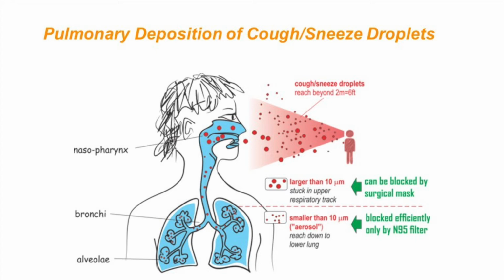So Dr. Huang has also shown that the penetration of larger particles into the upper respiratory tract can be blocked by surgical masks. But if you want to block the deposition of smaller particles into the alveoli, deeper into the lung, you need N95 filters. So they're blocked more efficiently by N95 filters.